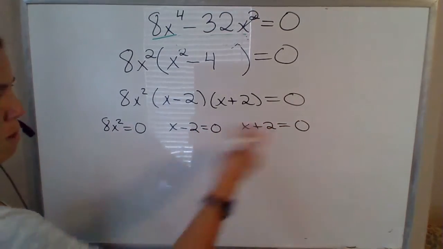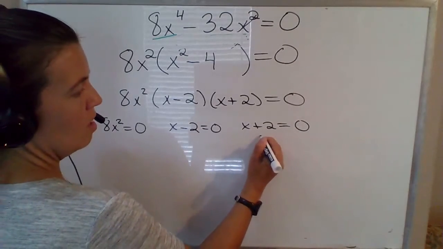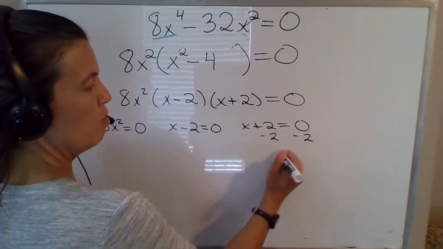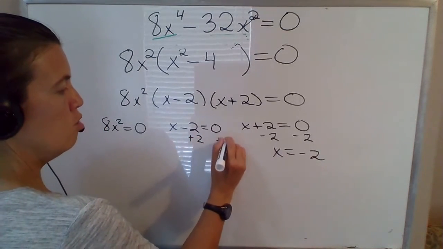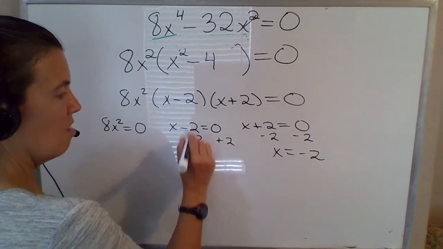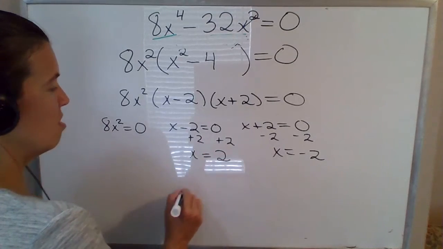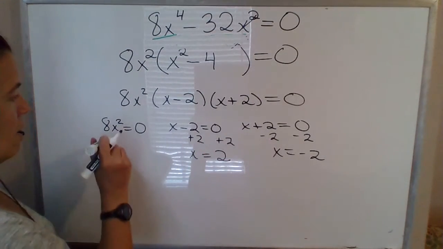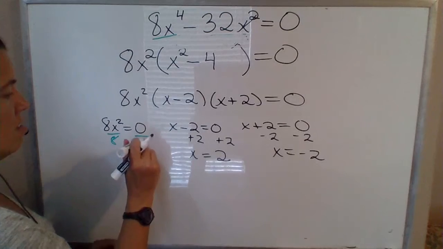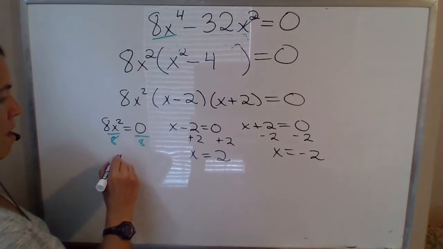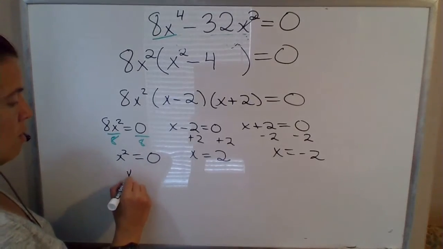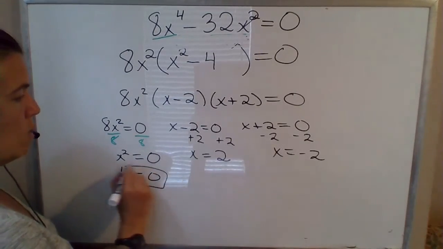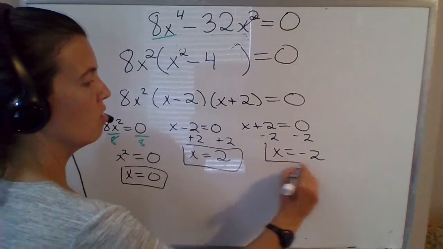Okay, and now I'm going to work my way right to left this time. So if I subtract 2 from both sides here, I get x equals negative 2. If I add 2 to both sides in order to isolate x in this equation, I get x equals positive 2. If I divide both sides by 8 in this equation, I have x squared equals 0, and the square root of 0 is 0. This gives me x equals 0. So we end up with 3 solutions.